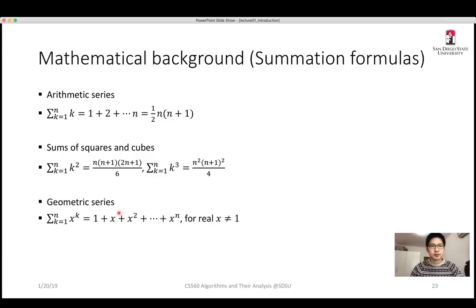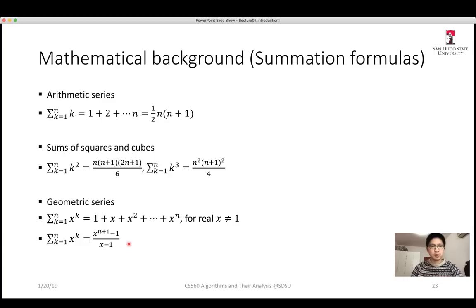Another series that is useful is the geometric series. The summation of 1 plus x plus x squared up to x to the power of n, all the polynomial terms of x, can be written as the fraction x to the power of n plus 1 minus 1 over x minus 1. This summation formula can also be proved by mathematical induction.